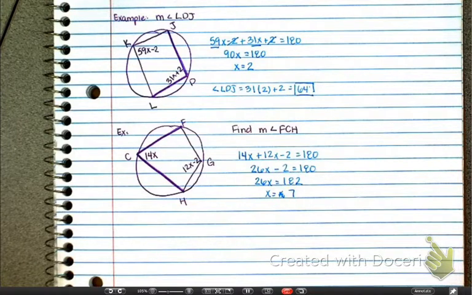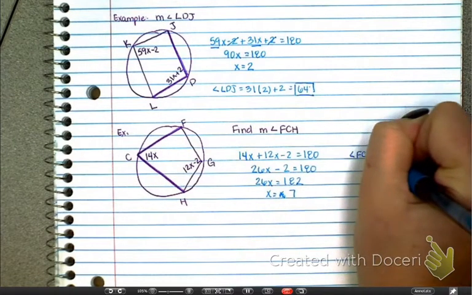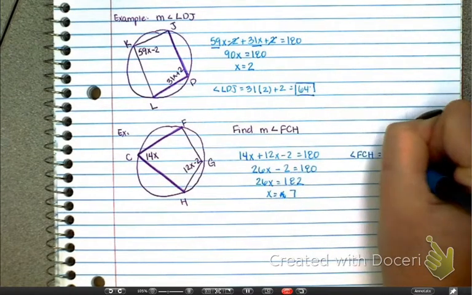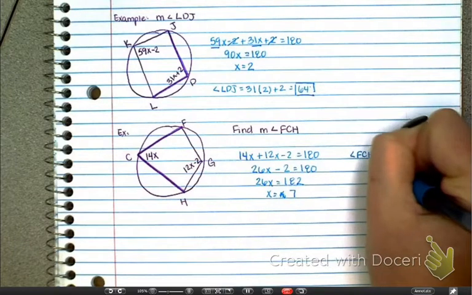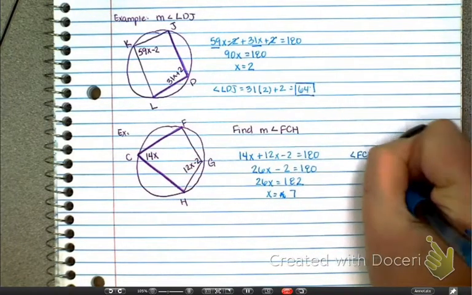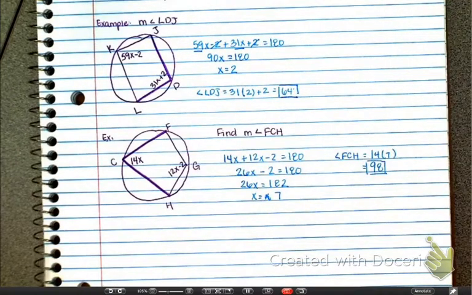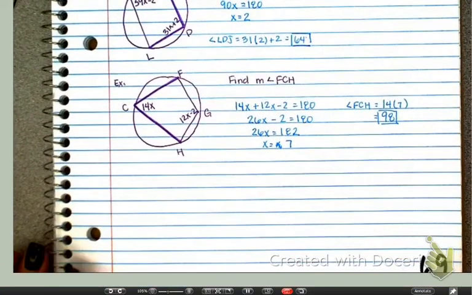But again, that's not what you're solving for. You want to actually know the angle. So angle FCH is 14 times 7, which gives us 98 degrees. All right, let's look at one more type of problem.